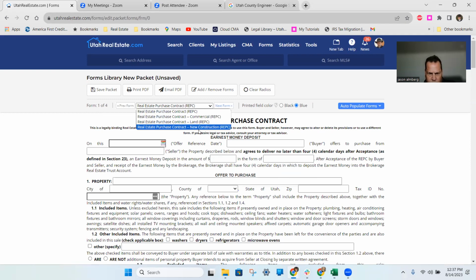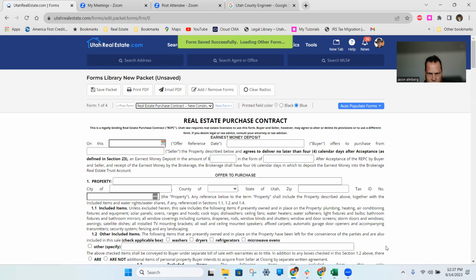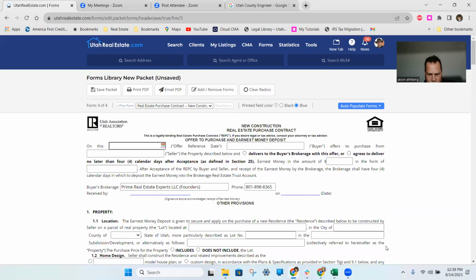Okay. I want to go down to the new construction one to start with. And there's a reason for this. Yes, it exists. Your odds of using this are pretty low. The new construction REPC can only be used on a property that is either to be built or under construction. Once the structure is completed and there is a certificate of occupancy issued by the city or the county, whoever the zoning is with, it's considered built standing residential.